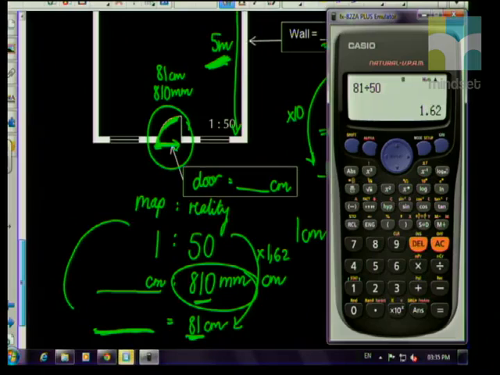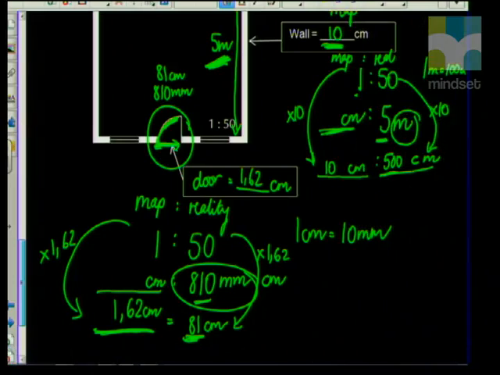So I need to then say 1 times 1.62 on this side to find out how many centimeters I have on my map. So this would be 1.62. If I wanted to check, I could say 1.62 times 50, and I should get back to my 81. Not so bad, is it?